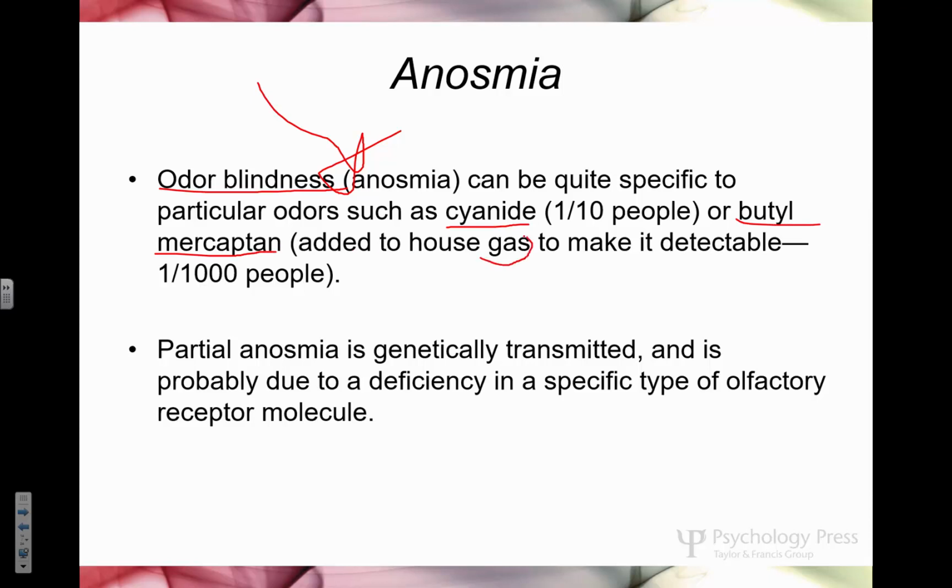Anybody have gas, heat, or stove at their house? Yeah. So they will put this butyl mercaptan in your gas so that you can smell it, right? So that's why if you've ever smelled gas or a gas leak, you're like, oh man, that's awful. But if there's ever a gas leak and you're not able to smell that, well then you're probably nose blind to it. 1 in about 1,000 people will be odor blind to that, right? So that's interesting.